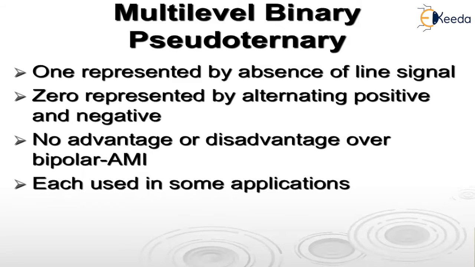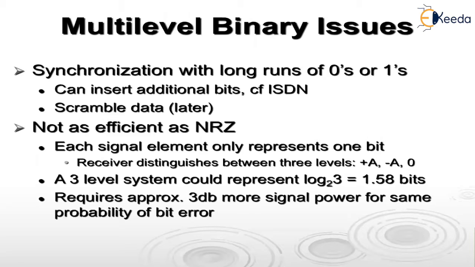Then multi-level binary issues. Although a degree of synchronization is provided with these codes, a long string of zeros in the case of AMI or ones in the case of pseudo-ternary still presents a problem. Several techniques have been used to address this deficiency. One approach is to insert additional bits that force the transitions. This technique is used in ISDN. ISDN means Integrated Services Digital Network. In this network, this technique is used for relatively low data rate transmission.